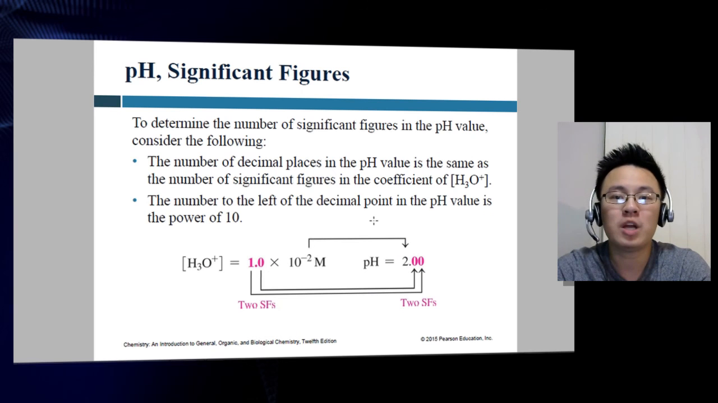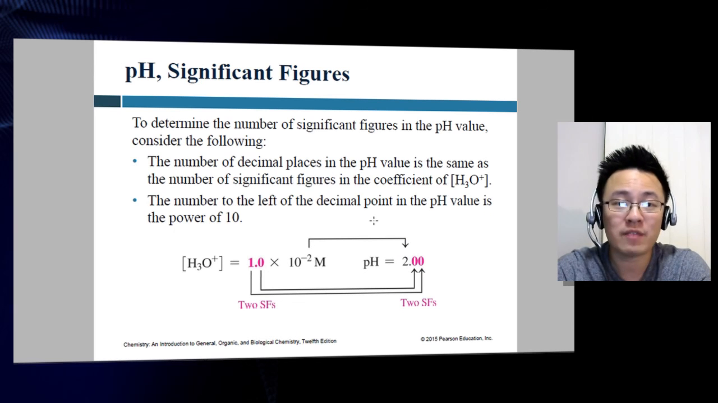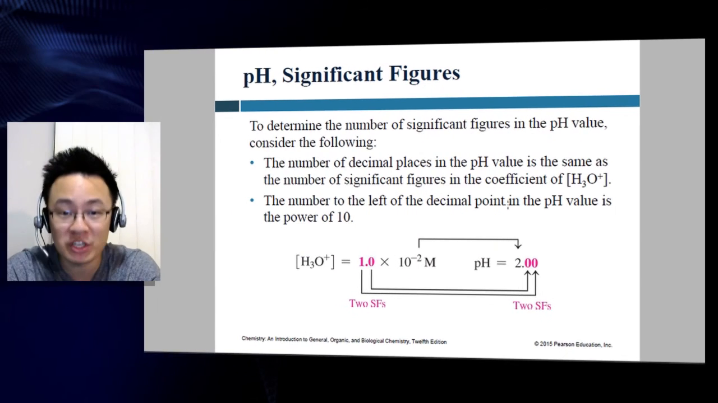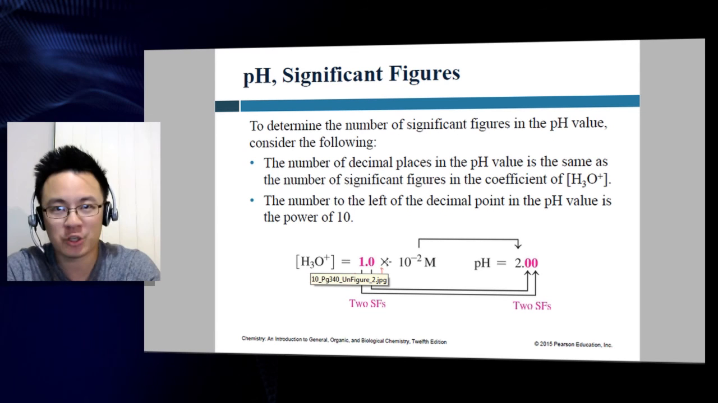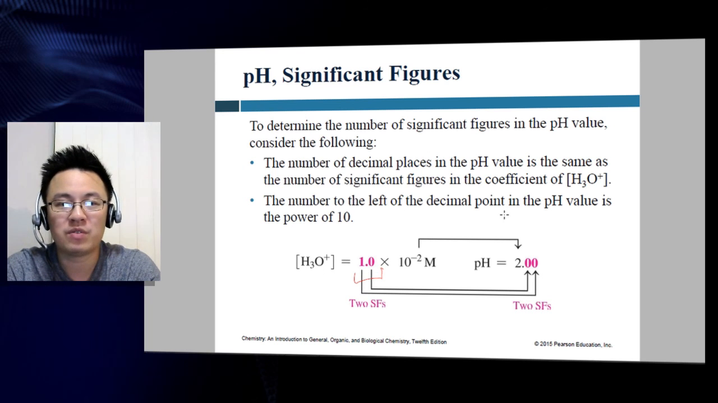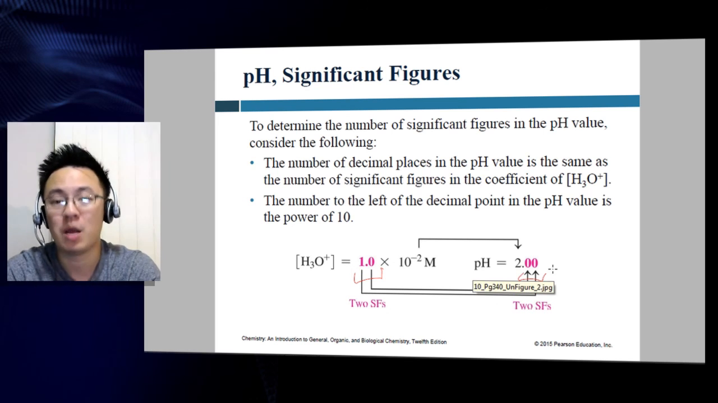To determine the number of significant figures in the pH value, you have to consider the following. The number of decimal places in the pH value is the same as the number of significant figures in its coefficient. So you can see right over there, because the hydrogen ion was measured, we have to follow the sig figs. The number to the left of the decimal point in the pH value is a power of 10. So you can see we have 2 sig figs, so we better have 2 sig figs there whenever we're writing out our pH.